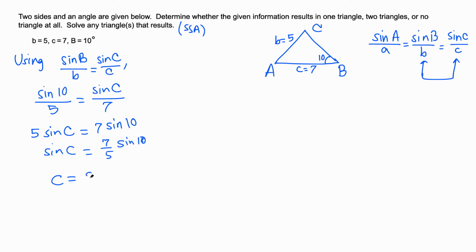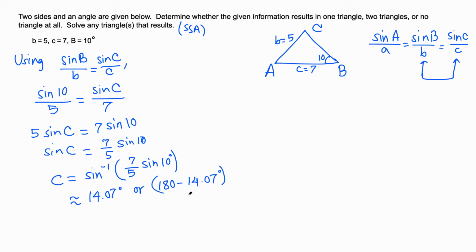C equals sine inverse of 7/5 sine 10. I use everything in the calculator at once. So you get C is equal to, rounding to 2 decimal places, 14.07. At the same time, sine inverse gives another possible angle, 180 minus this angle, 14.07, which if we subtract is 165.93.